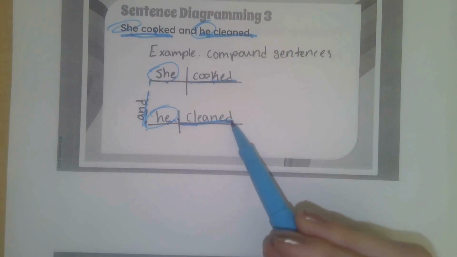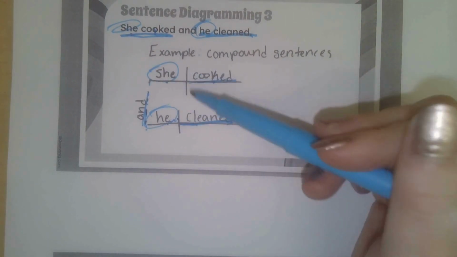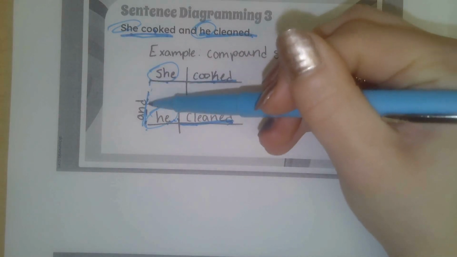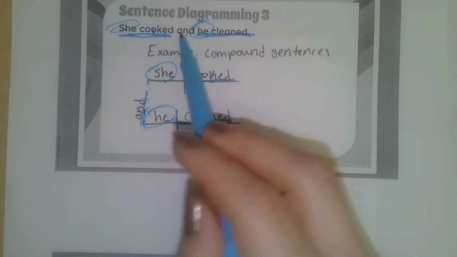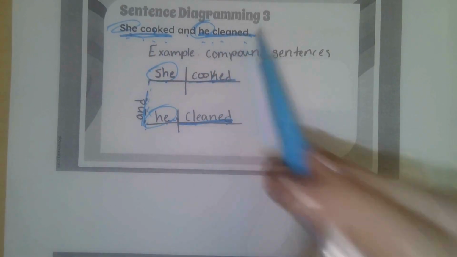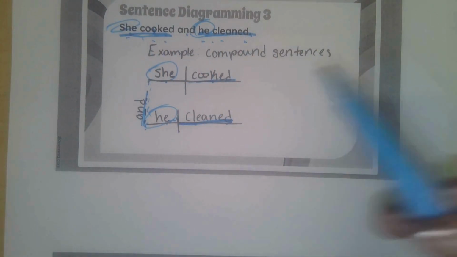Cleaned, our second verb, on its own little line. So it's just connecting two entirely separate lines, just like this connects two entirely separate sentences. And it makes them one. This makes it one diagram.